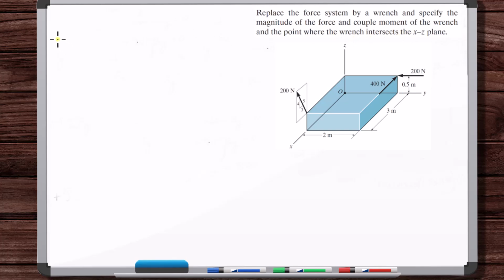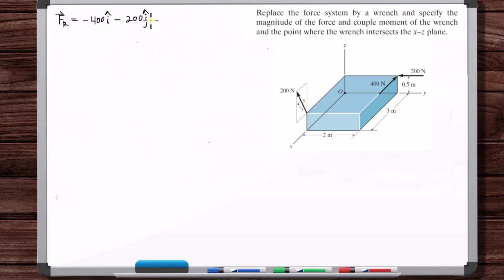Okay, let's get started. In the previous videos, we did problems where we reduced a general system to a force and couple moment at a point. Let's do that again. The resultant force vector at point O, we just do a vector sum on all the forces, regardless of where the point is. So we've got minus 400 I hat minus 200 J hat.